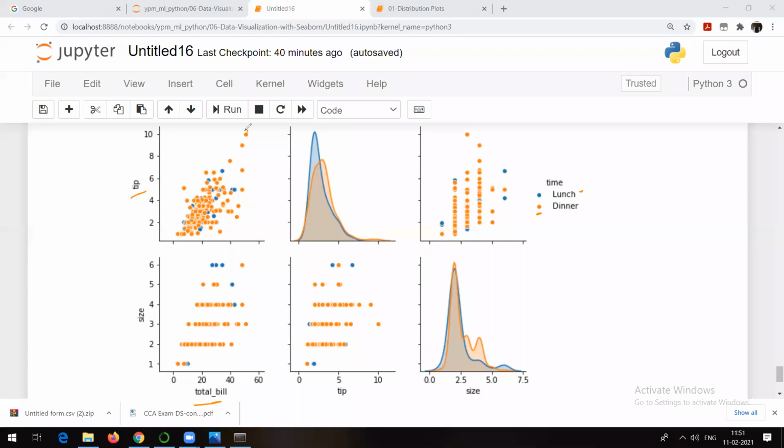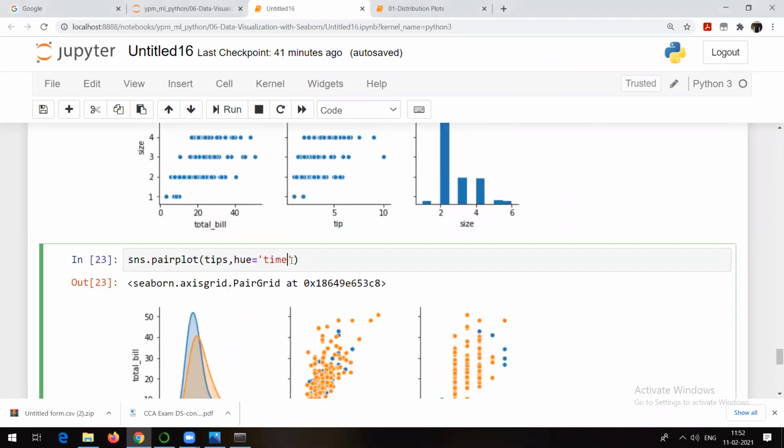That means you can notice that most of the people prefer visiting the restaurant at the time of dinner as compared to lunch. Okay. And again, by default, we are able to see these colors, orange and blue. You can change those colors. We have some options, right? But try to understand, this is because of the hue parameter. So always remember, this hue parameter allows us to give any categorical value.